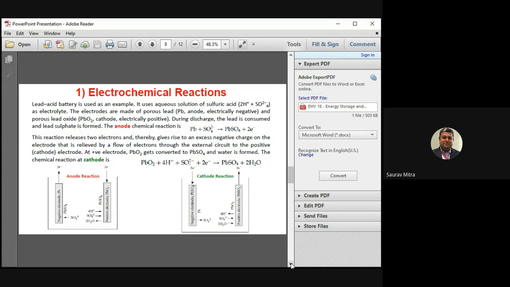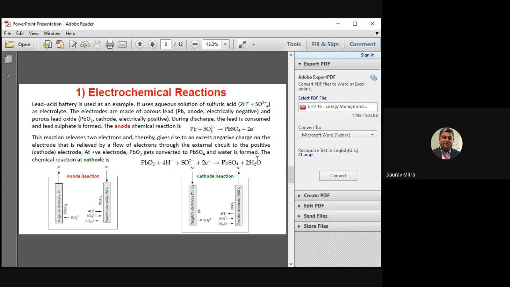You are talking about a PbSO4 type of, so Pb is nothing but lead. So these are the electrochemical reactions in a lead acid battery. This is an example here. Pb is the anode, electrically negative, and PbO2 is the cathode, electrically positive. During discharge, lead is consumed and lead sulfate is formed. The anode chemical reaction is given, the cathode chemical reaction is given. We find that here it is 2e minus, here it is 2e minus likewise. There is one cathode, one anode. So who is going where? All these things are shown here.